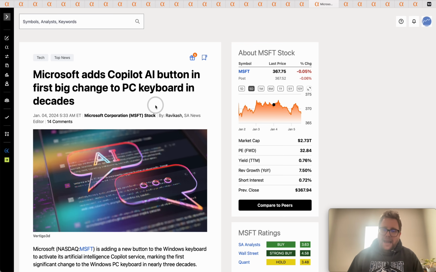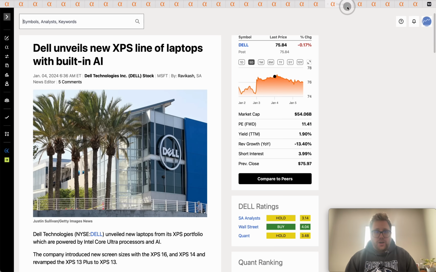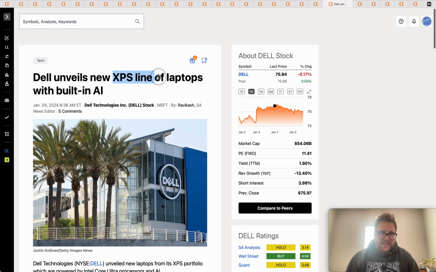Then it starts to get everywhere. Your mom, your dad, your grandpa starts calling you, asking you about AI. Adding these Copilot buttons to PCs. Also, Dell is rolling out a new XPS line of laptops with built-in AI. So we're moving from hardware to software to eventually everywhere with AI. And these types of things bring it to the masses.